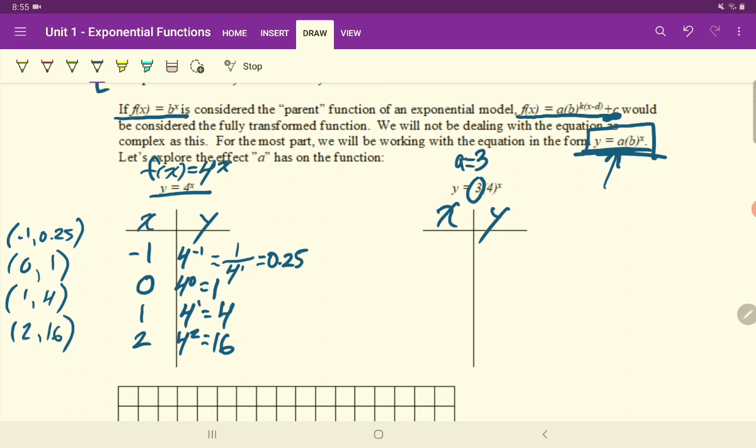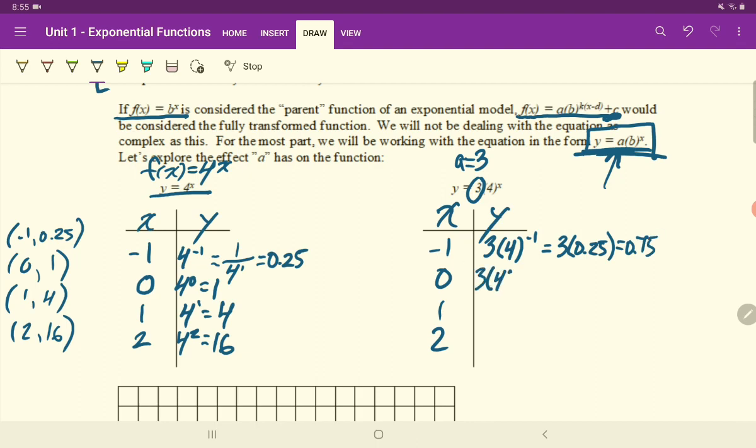So what we're going to do is graph each scenario, and see the effect that a, that value of 3, had. Let's take a look now, and I'll do a table of this as well, and then we'll graph both together. I'm going to choose the exact same x values so we can really observe the differences. And now I'm going to go 3 times 4 to the power of -1. We know that 4 to the -1 from the previous question is just 0.25, so it's really 3 times 0.25, which is 0.75.